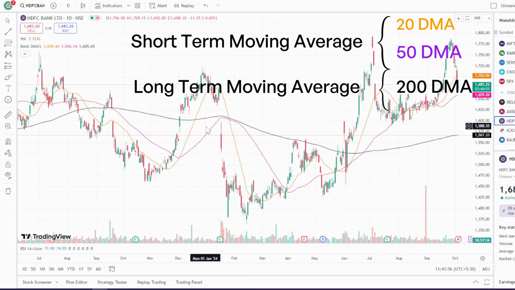So what exactly is a crossover? A moving average crossover occurs when any two DMAs, that is 20 DMA, 50 DMA or 200 DMA, cross each other. That is what a crossover is all about.